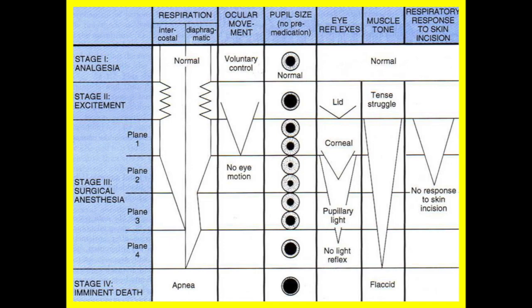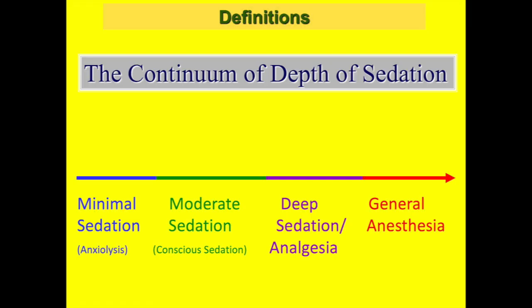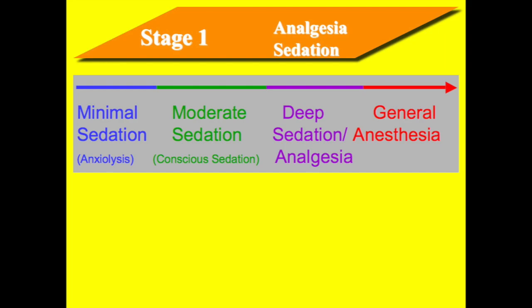So you can see that and look that over to see what Dr. Guedel was looking at. So with those 4 stages of analgesia, they totally correlate with the continuum that we talked just a little bit before. So stage 1 is the analgesia sedation stage. So the patient is able to respond. This is probably a minimal and moderate level of sedation at this point.